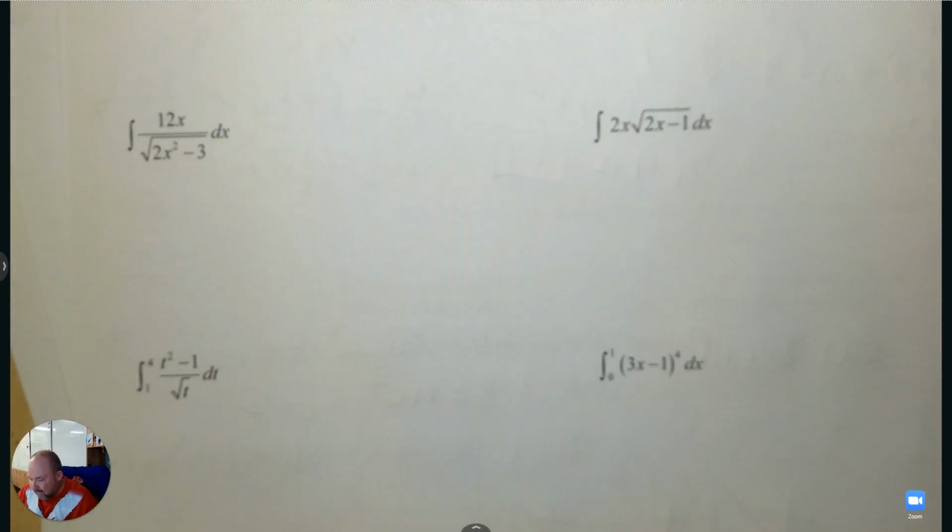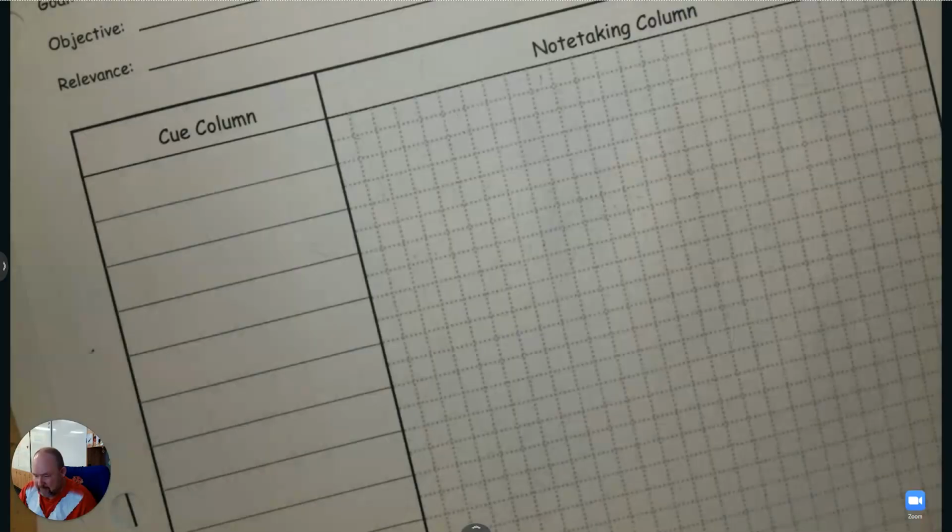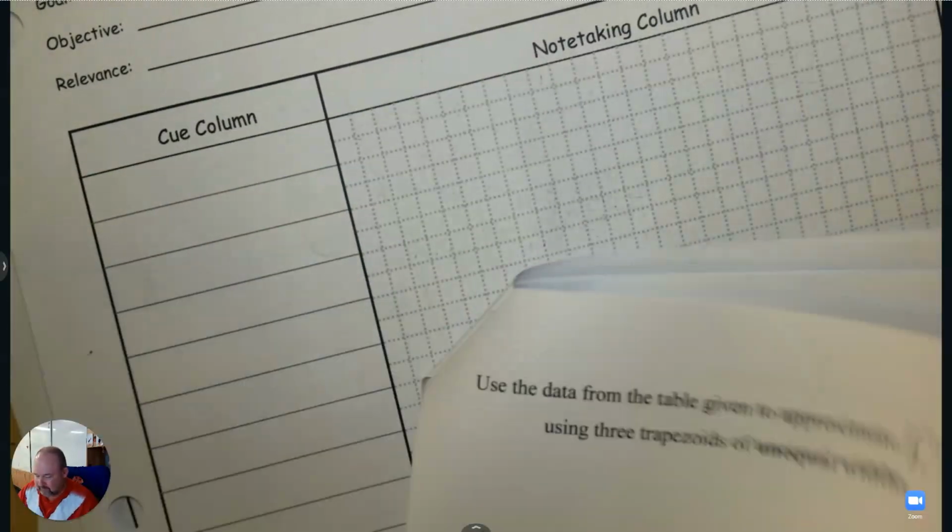Need a drink of water. Page 10. We almost done? Who made this big thing? This is huge.